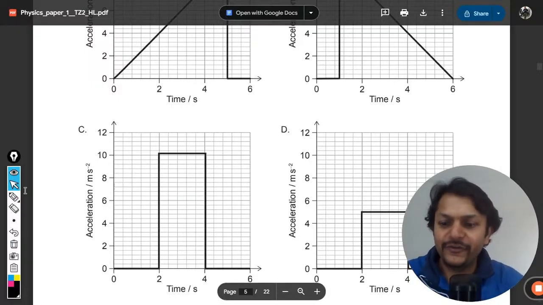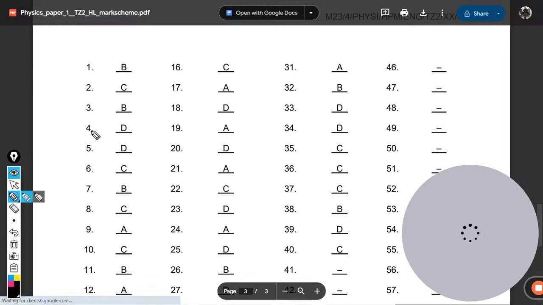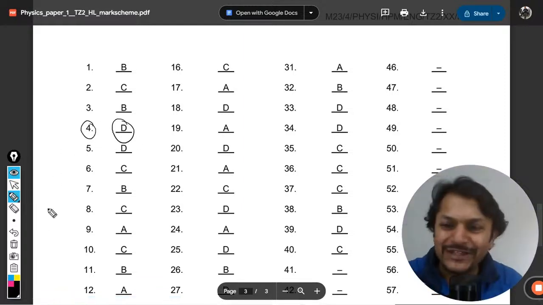Let's verify it from the mark scheme if the answer is D. This is question number 4, and yes, the answer is D. This is how we do this.